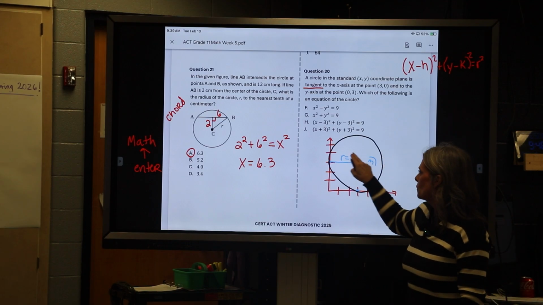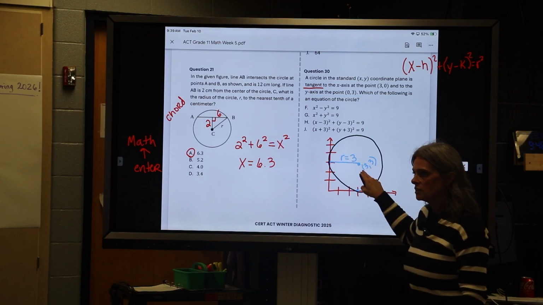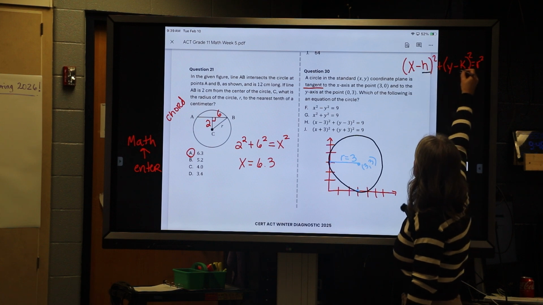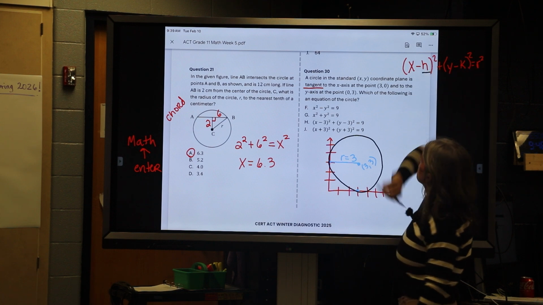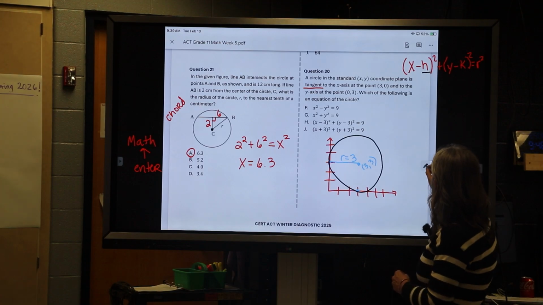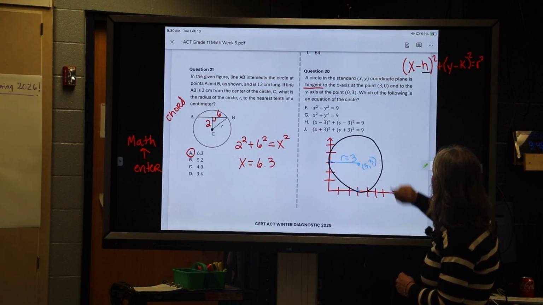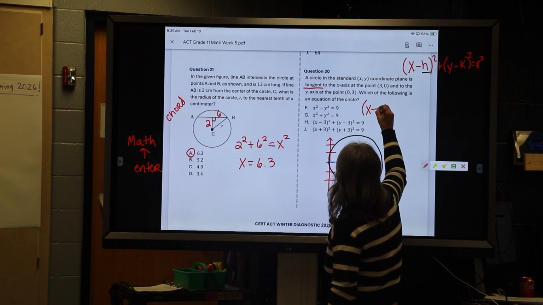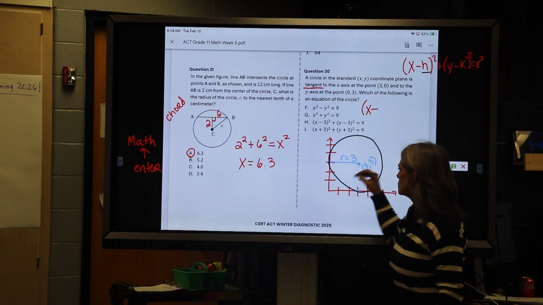Okay, so we've got our radius, and now we have our center. What do we need for our formula? Our center and our radius, okay? So let's go ahead and fill this equation in, okay? All right, so x minus my x coordinate is 3.